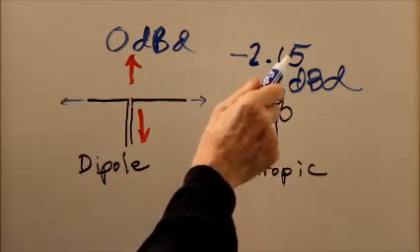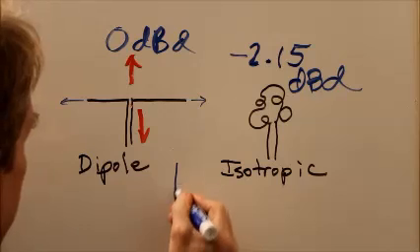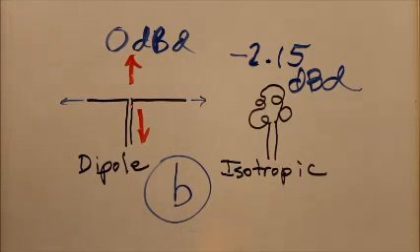So the correct answer here, and it's a little bit tricky because we're talking about the gain of an antenna where the signal is weaker, it's going to be a negative figure, and as it works out in terms of power decibels, it's approximately minus 2.15, which is choice B, as in Bravo.